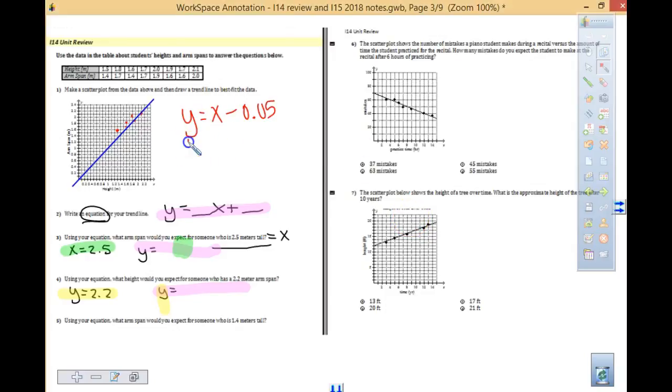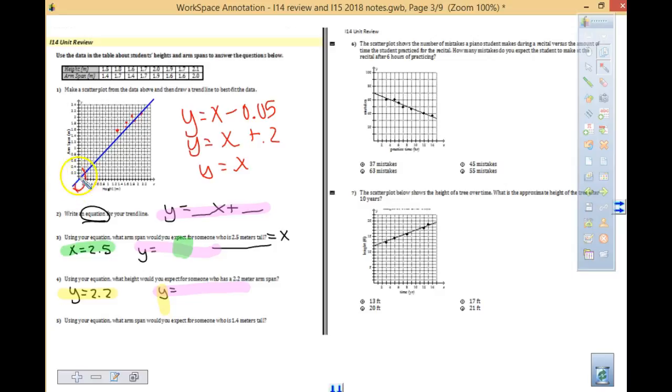Someone told me they had y equals x plus 0.2. I had someone say, I just had y equals x. All of these would be correct. What I'm going to look for on the test is where your y-intercept is.